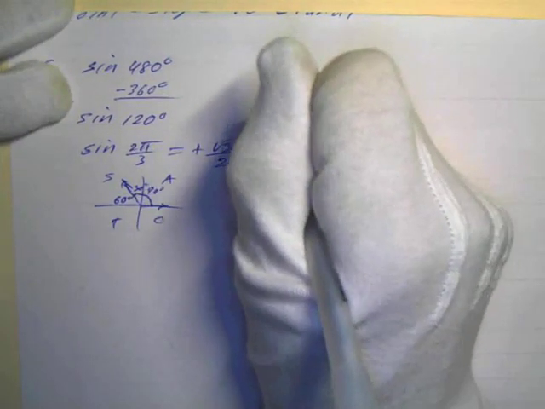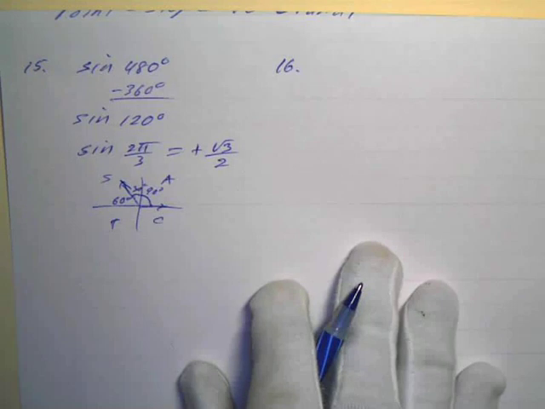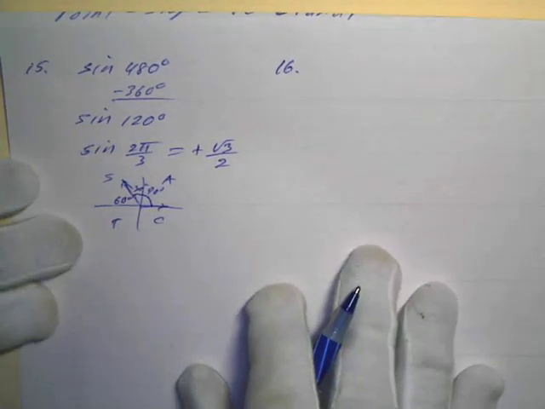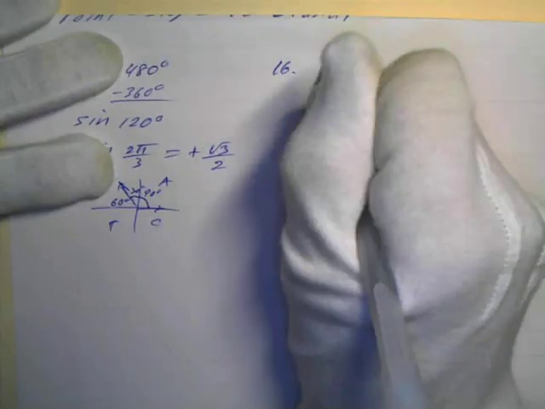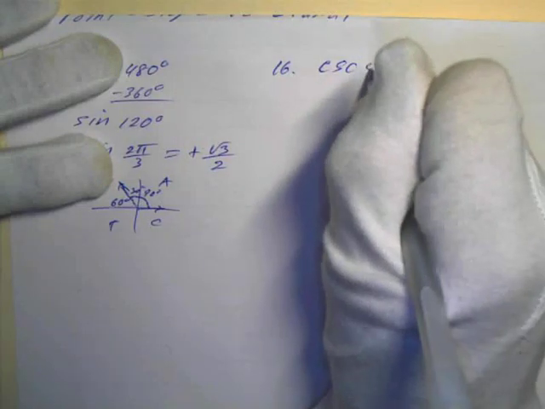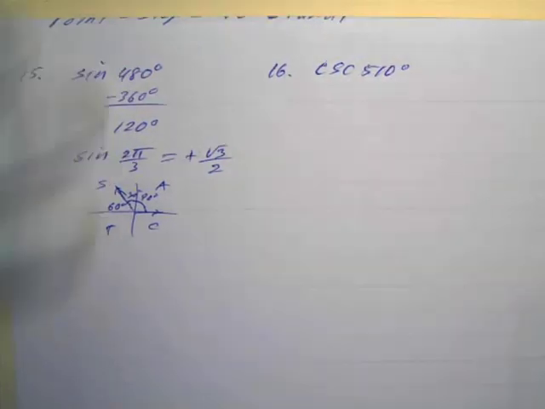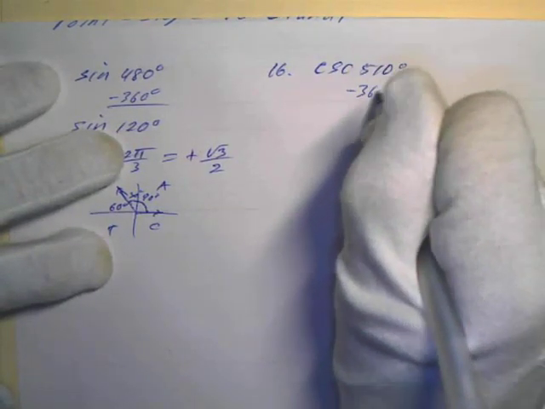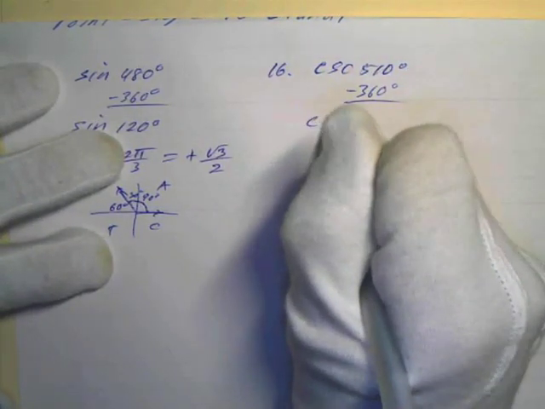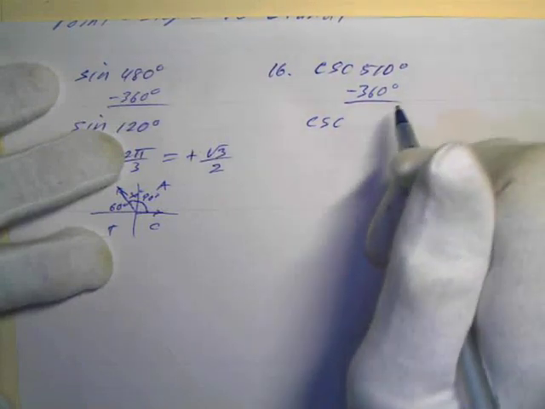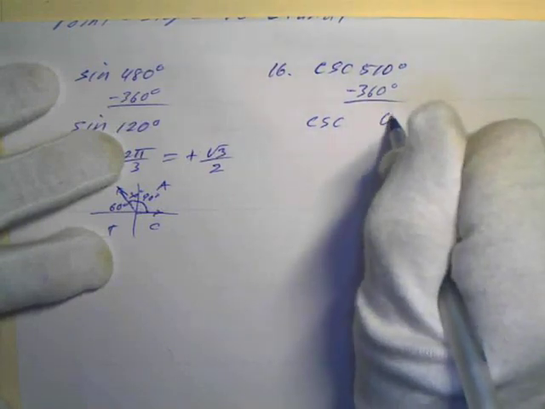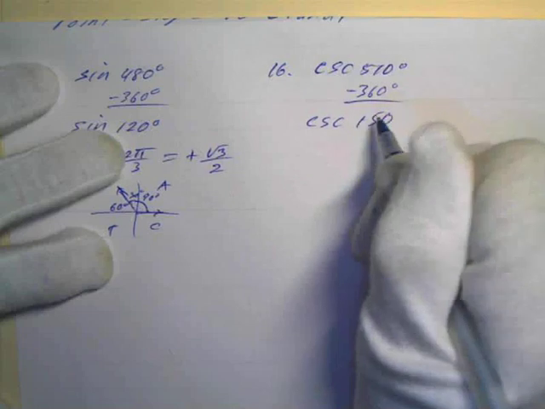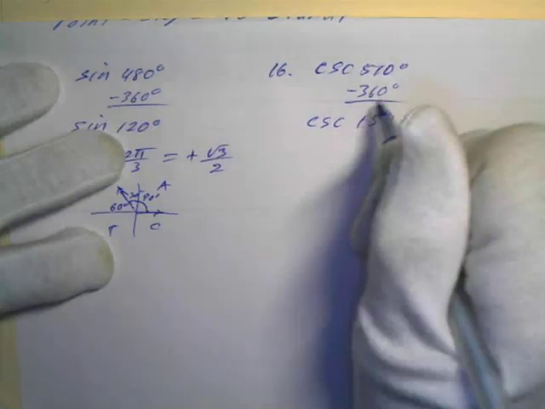Number 16. Cosecant of 510. Again, I'll just subtract 360 from that to get it into my range. So if I subtract 360 from that, that's going to be the same thing as the cosecant of 150 degrees. Okay?